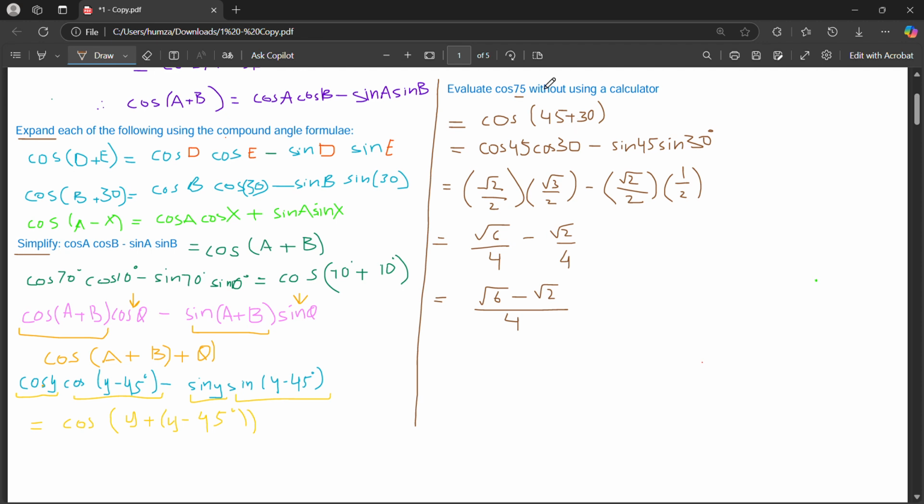So they are saying evaluate the value of cos 75 degrees without using a calculator. So now you are going to use the compound angle and then use the special angles to simplify further. After using the rule, you can simplify using the special angles, the formula, the cos 75 degrees in this case, and then come up with an answer.